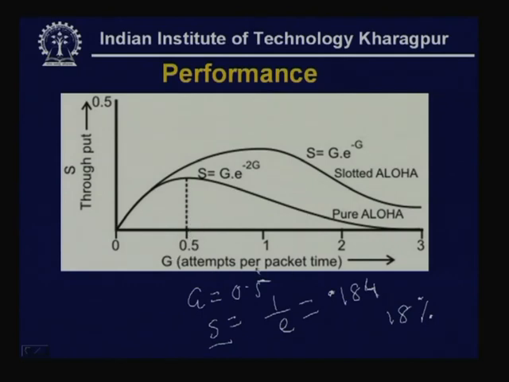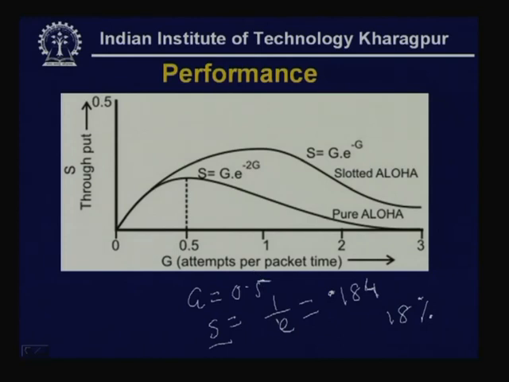That means the number of attempts per packet is 0.5, and as more packets are introduced, the throughput decreases, and it may become 0 whenever the offered load is very high. That means, as the load increases, there is a possibility that the throughput will become 0. So, this Aloha works only when the traffic is very small and the network is very lightly loaded, less than 18%.